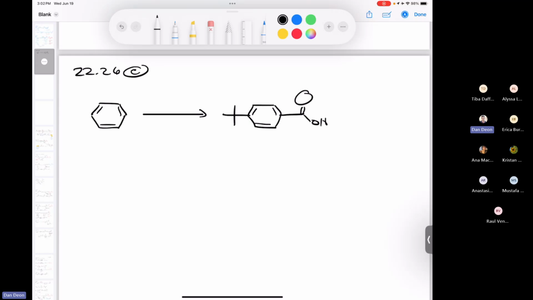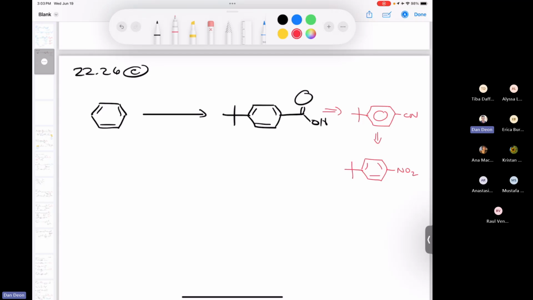But like I told you before I started recording this, there's a couple of ways you could do this synthesis. But I think that since we're in chapter 22, what we should do is make this from the nitrile. We should use Sandmeyer chemistry, meaning we should have this. And to make this compound, before we can do the Sandmeyer reaction, we're going to have to diazotize. So that means we're going to have the nitro group installed in there, and then we're going to reduce it, and then we're going to diazotize.